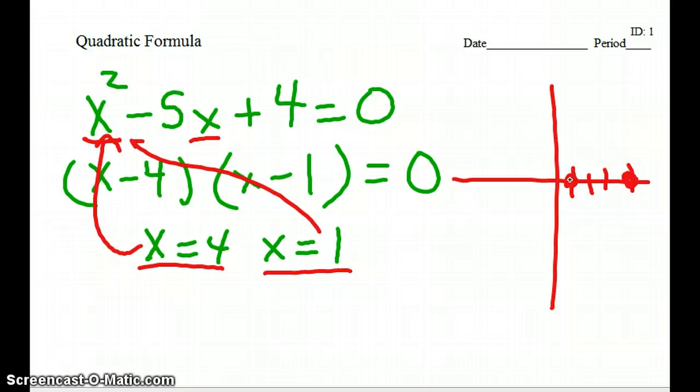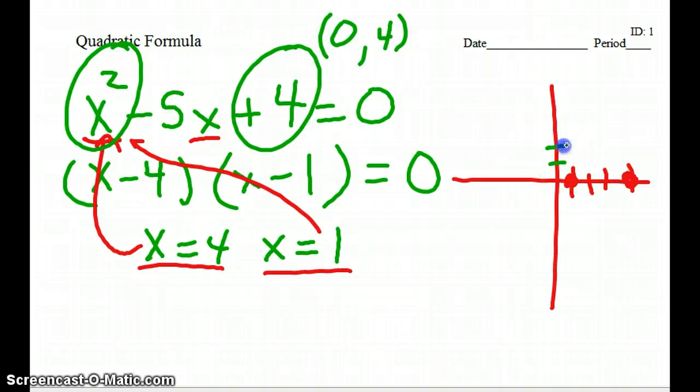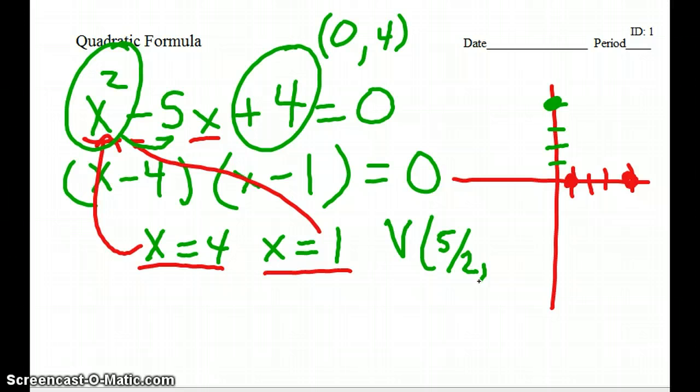So remember some of the things that we've talked about with quadratics. We have a parabola because we have an x squared. We have a y-intercept of (0, 4). We have a vertex at minus b, which in this case would be 5, all over 2a. So somewhere our vertex is going to be 2.5, which should make some sense.